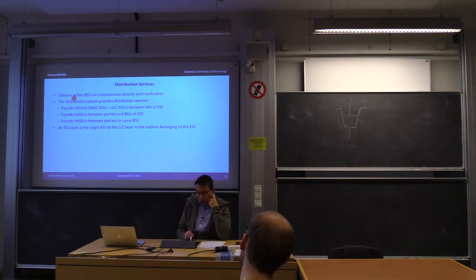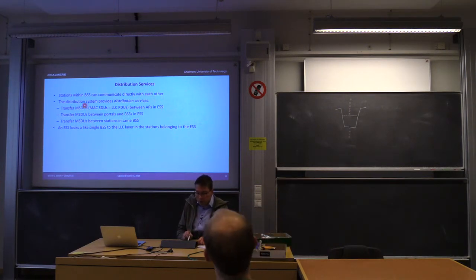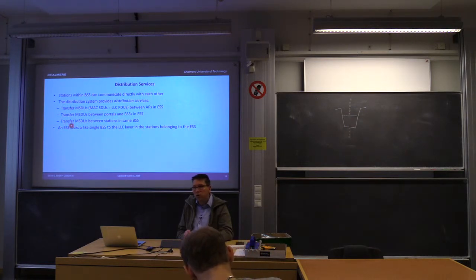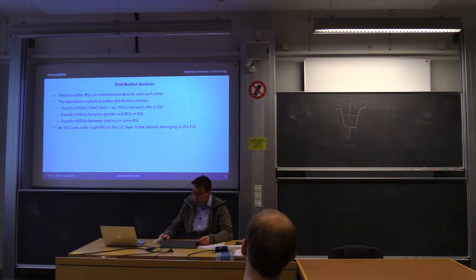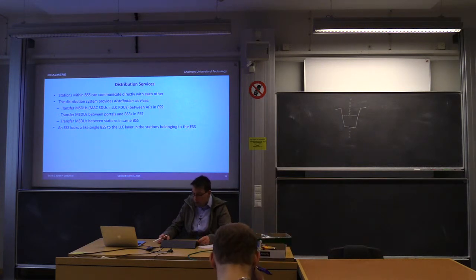So again, stations within this BSS can communicate directly with each other. The distribution system then performs distribution services. Maybe this is not super important, but basically from the link layer point of view, the stations don't know the existence of the distribution system. It just provides connectivity between the different stations. This ESS looks like a single BSS to the LLC layer also, so it's not even visible for the LLC layers in the stations above.